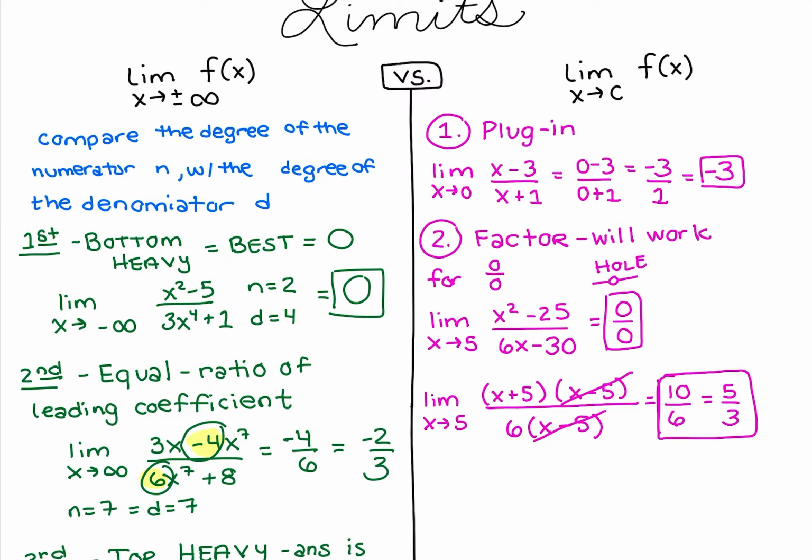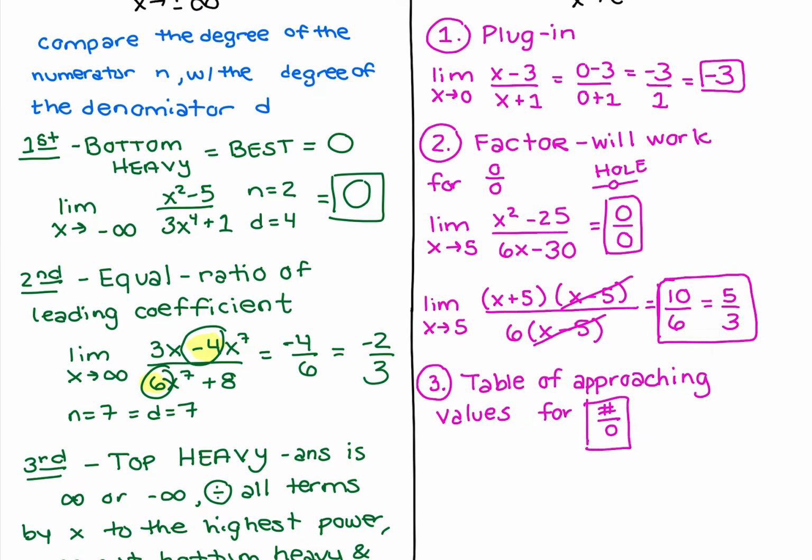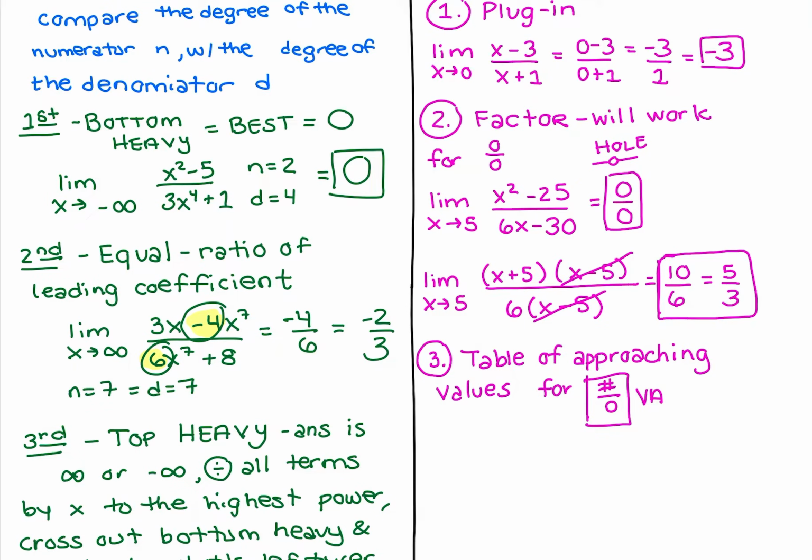Our last method is if plugging in doesn't work, and then you try to factor to get rid of what was making you divide by 0 when you plugged in, and that doesn't work. Your last ditch effort, your last method is going to be a table of approaching values. And this is what you would use for if you plug in and you get a number divided by 0. The reason why is a number divided by 0, that case would give you a vertical asymptote graphically. A vertical asymptote is something that makes you divide by 0 that factoring and canceling won't get rid of.